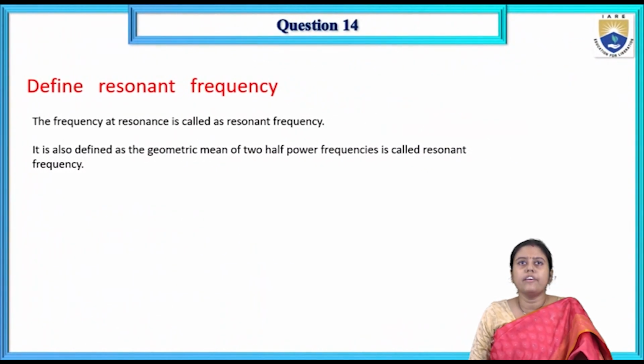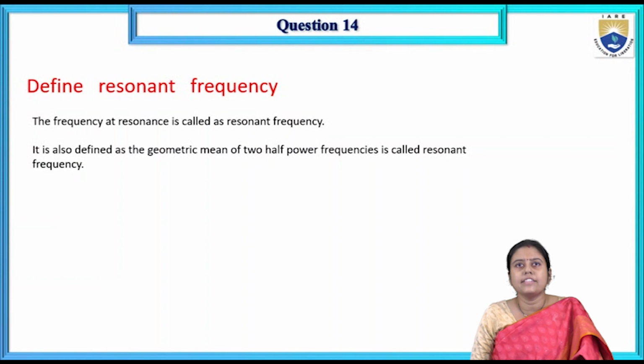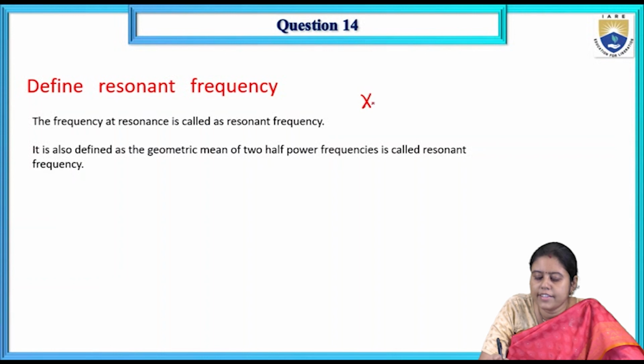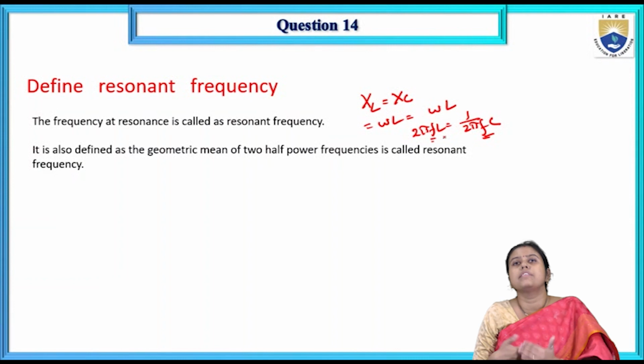Now we are moving to the resonant frequency. As I discussed, what is the resonant frequency? The frequency at resonance is called the resonant frequency. The frequency at which the reactances are the same, where XL is equal to XC, so omega L is equal to 1 by omega C, or 2 pi fL is equal to 1 by 2 pi fC. This frequency at which both are the same is known as the resonance frequency.